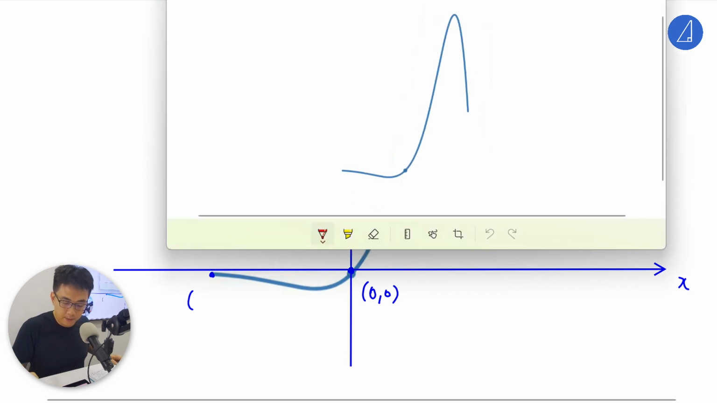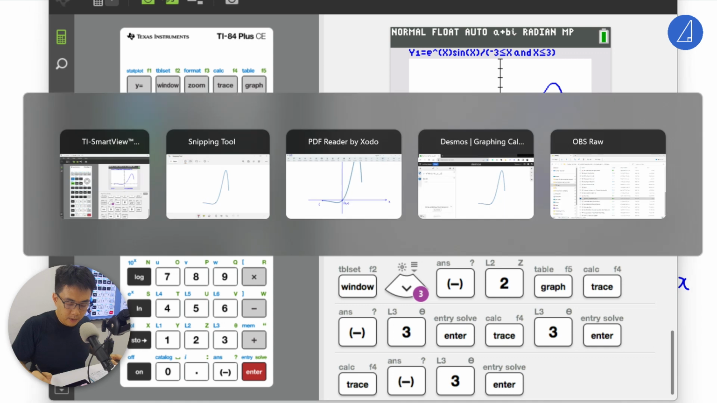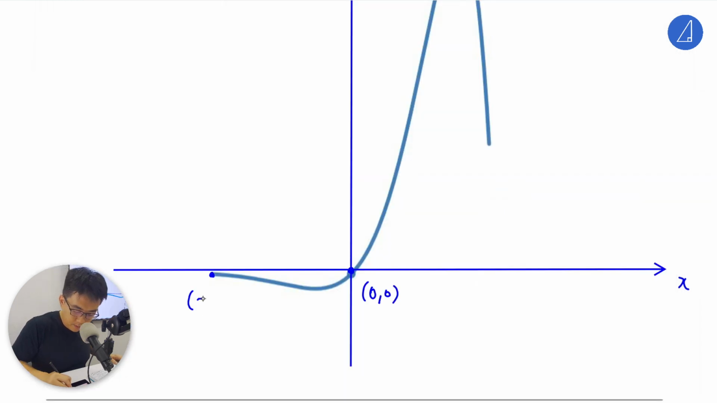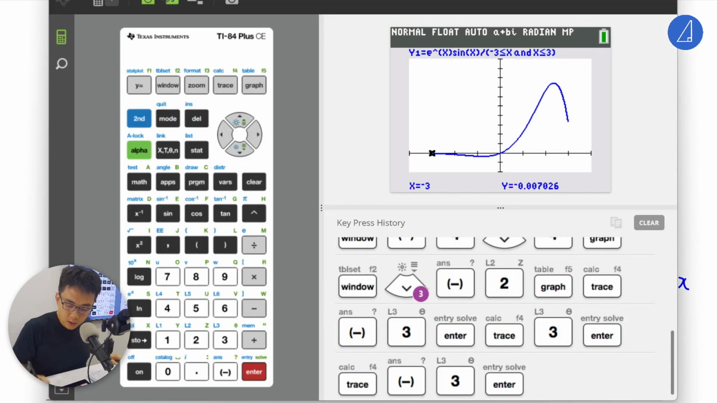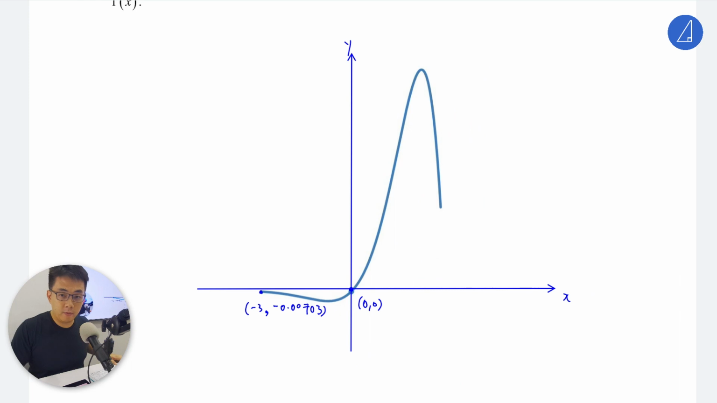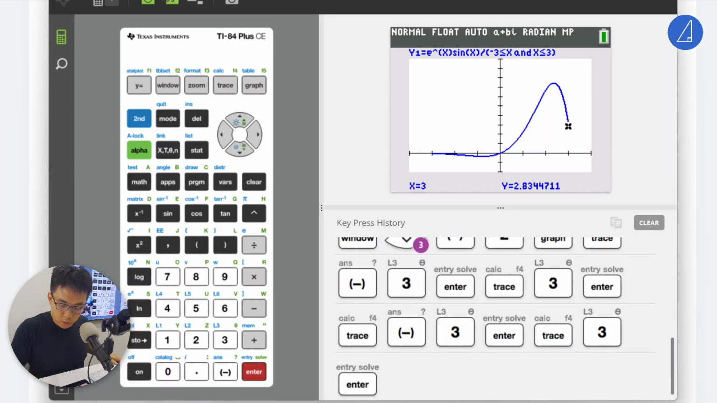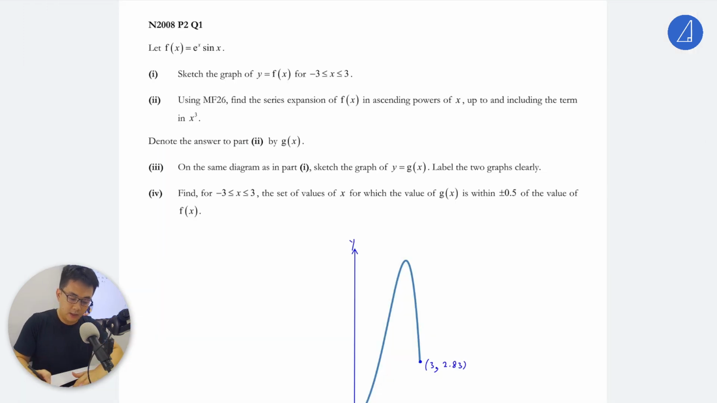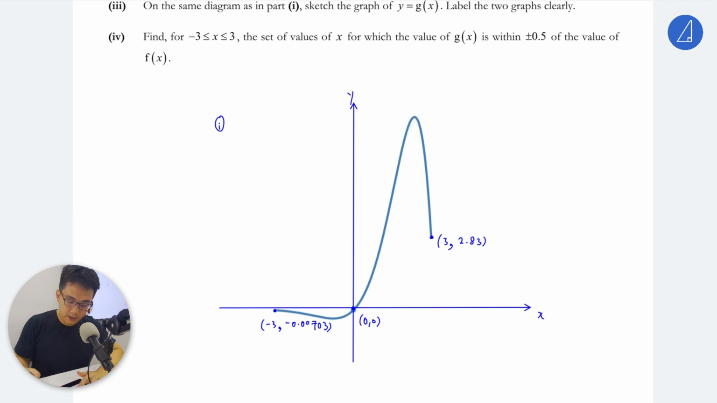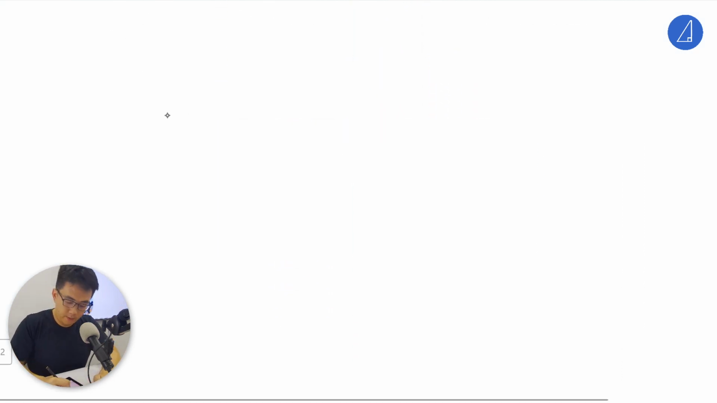So this one will be trace -3, comma, 0.007 here. Then for the other side, 3 and 2.83. Part 2 is just expansion. Yeah, it's standard series. So part 2, just a few steps. So take out what you need.